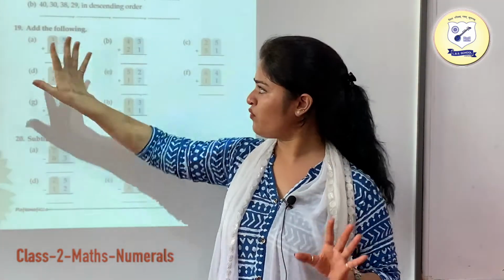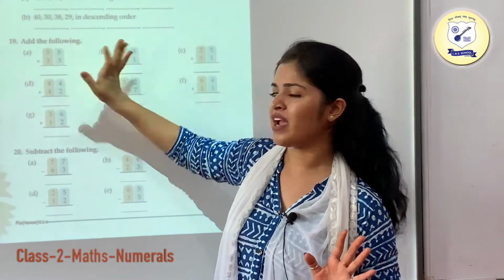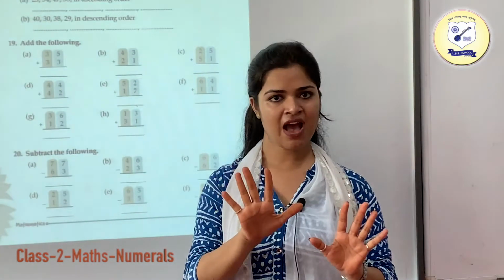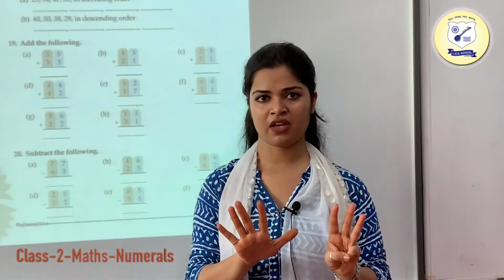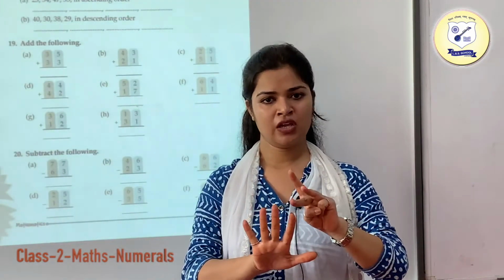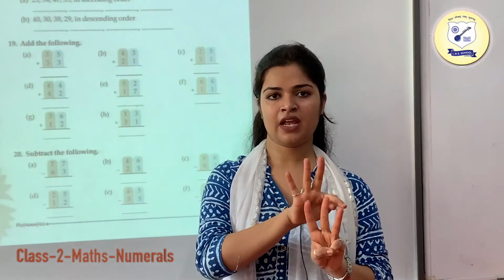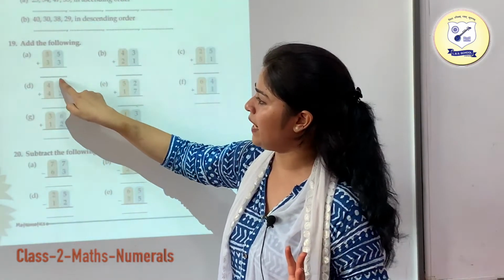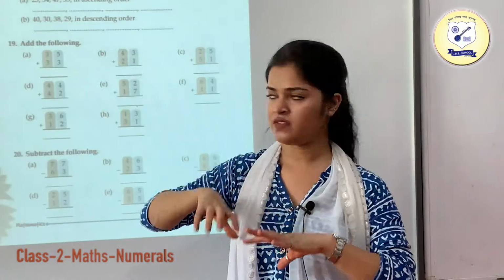Okay, so what you should do is add this 5 and 3. Here we are having 5 fingers, and now I am having 3 fingers. I need to add these numbers. So this is going to be 1, 2, 3, 4, 5, 6, 7, 8. So what you should do is just write 8 downside of this number.